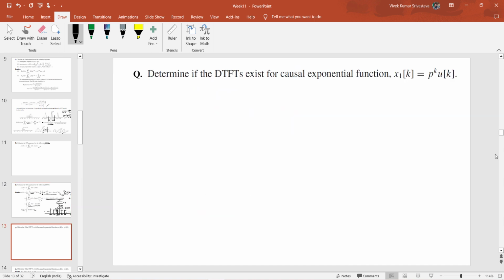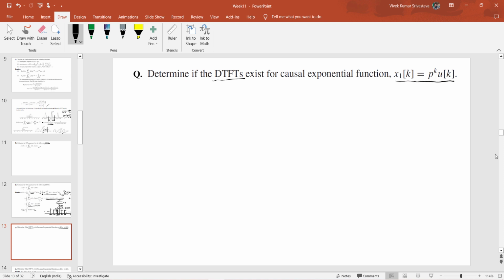So now moving ahead. In this problem we have to determine if the discrete time Fourier transform exists for a causal exponential function. Okay, so basically we have to check whether the discrete time Fourier transform will exist for this causal exponential function or not.